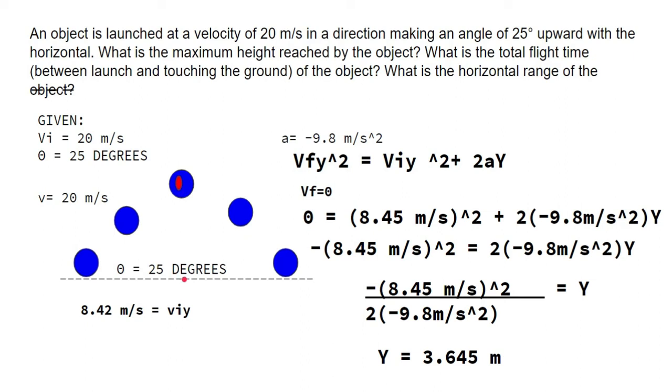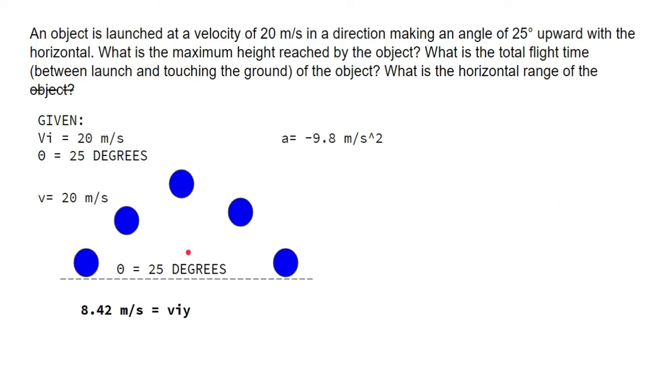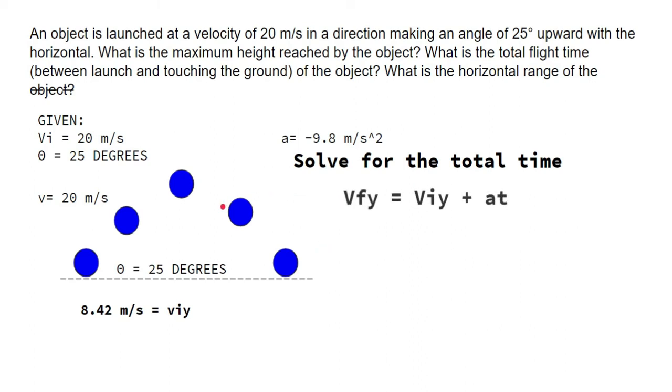Okay, so moving on. Next, we are asked to solve for the total time. So when we say total time, the time in flight until it hits the floor. Here we have the formula Vfy is equal to Viy plus At. Now again, assuming that this is the highest point, we can solve for the time at this point, but we are not yet done solving for the total time. So we'll do it one at a time.